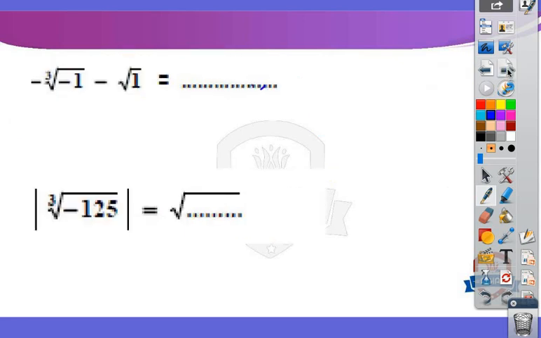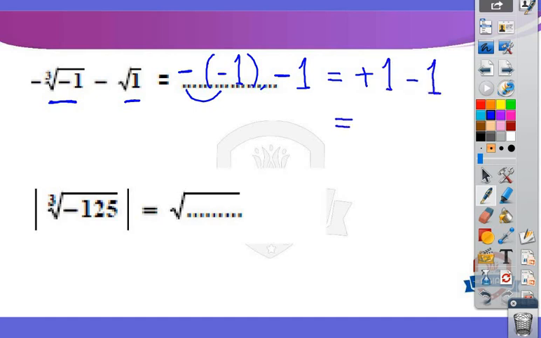The next, minus the cube root of minus 1 minus the square root of 1. So here we have minus, outside the cube root symbol, and the cube root of minus 1 will be minus 1. And here we have minus the square root of 1, which is 1. So here we have positive 1 minus 1, it will be 0.